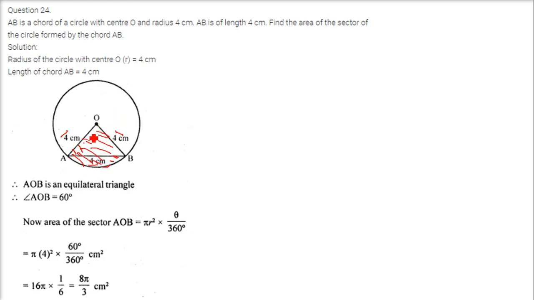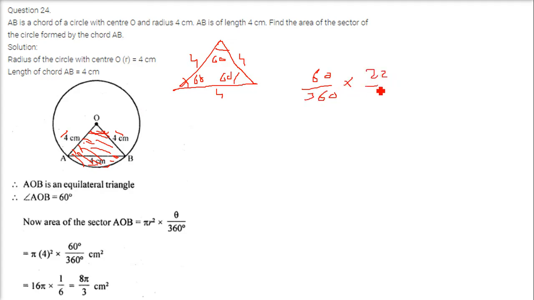First of all, the only thing is this angle we have to know, and we know that for an equilateral triangle, all the angles are 60 degree because the sides are equal. So this angle will be 60 degree. So we'll just use the formula to find the area. Area is theta by 360, 60 by 360 into pi r square. Pi is 22 by 7, or you can use pi also, into r square, 4 into 4. This is 6, so you have 2, 3. So this is 8 pi by 3, you can write like this also. Centimeter square unit.